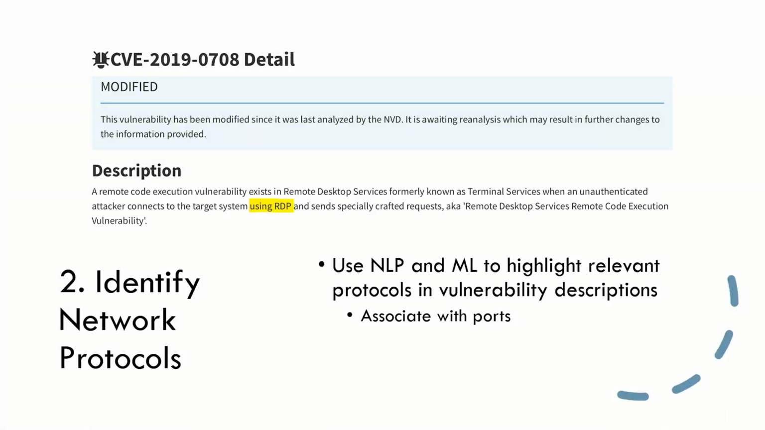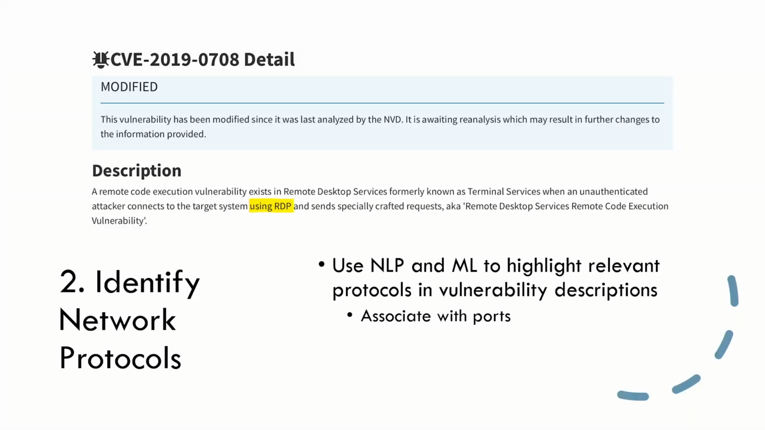The second step then is to identify network protocols. If we're going to look at what vulnerabilities might be exploitable over a network, we have to have some idea of how, right? Using vulnerability descriptions, we can often grab information about which protocols are being used and correlate those with ports. This is not a vulnerability in RDP, right, in the protocol, but it's a vulnerability in an application that implements it, and if it's going to be exploited, they're going to connect using RDP, right?